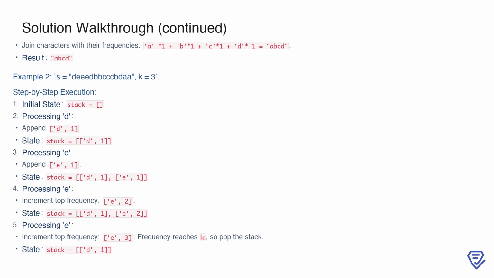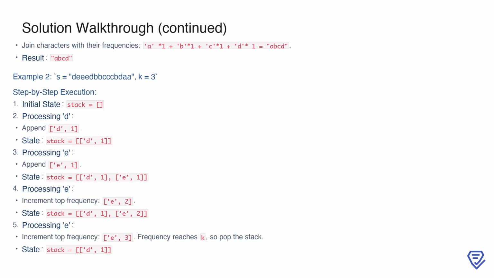Let's move to example 2, where the string is D and k is 3. Here, we start with an empty stack. The first character D is appended as D1. Next, we process E, appending it as E1.